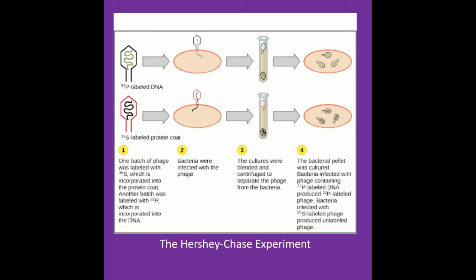labels or targets DNA. They noticed that only the radioactive phosphorus entered the bacterial cells, indicating that DNA is the genetic material and not the proteins. In the end, the phage containing radioactive phosphorus multiplied inside the bacterium, whereas the radioactive sulfur phages did not, leading them to conclude that genetic information is carried on DNA and not proteins.